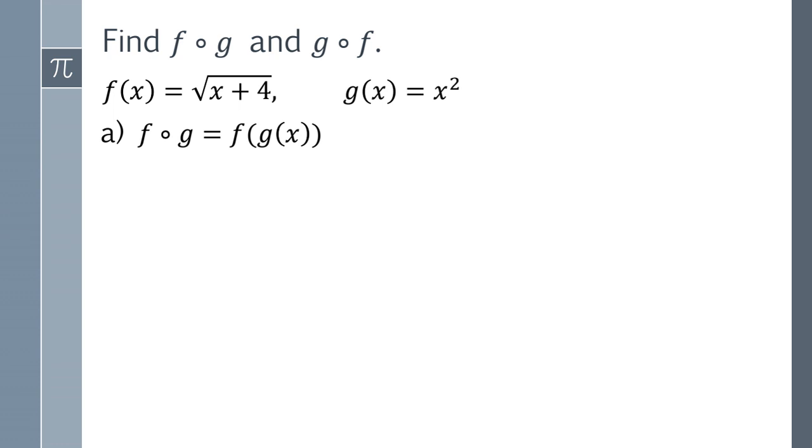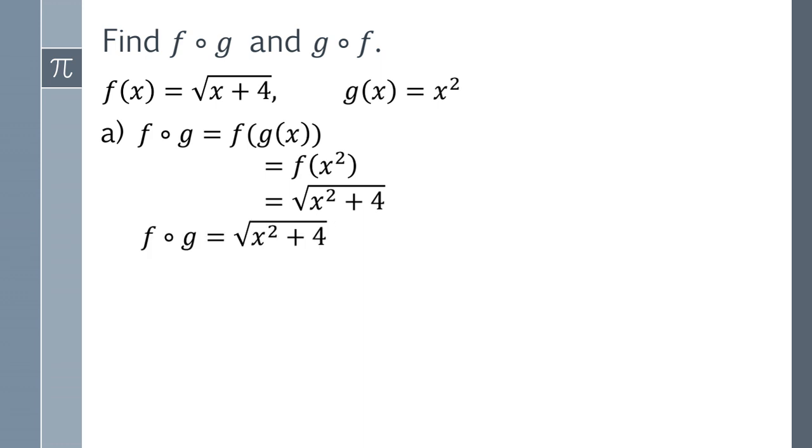Replace g of x with what it is. g of x is x to the second power. So everywhere I see x for function f, I'm going to plug in x to the second power. So this is going to be the square root of x to the second power plus 4. There's nothing for me to simplify, so this will be my answer: the square root of x squared plus 4.